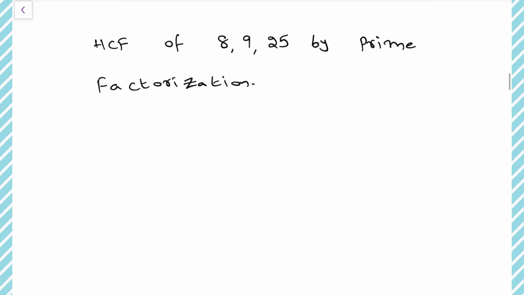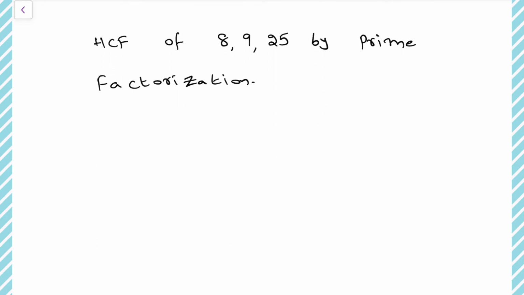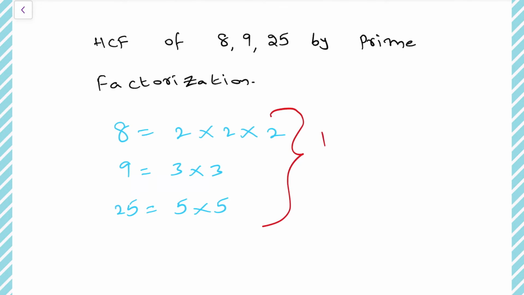Next, find the HCF of 8, 9, 25 by prime factorization. So what is the prime factorization for 8? 2 into 2 into 2. What about 9? 3 into 3. What about 25? 5 into 5. So he is asking to find out the HCF, right? HCF means one number should be common in all the three. But in this case, nothing is common in all the three. So whenever nothing is common, then HCF will be 1, because 1 is a common factor for all the numbers.